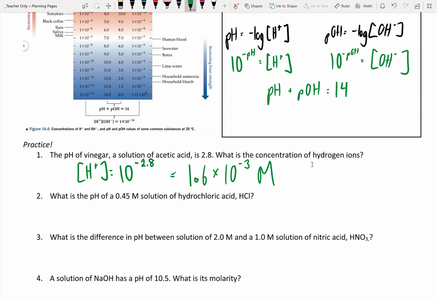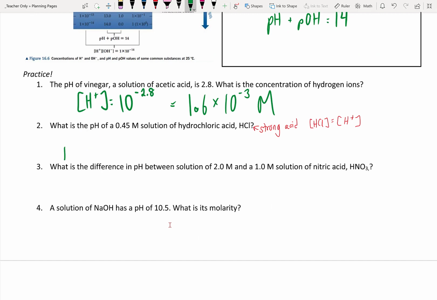Now, we can do the reverse. What is the pH of a 0.4 molar solution of hydrochloric acid? Hydrochloric acid, we know that this is a strong acid. So the concentration of HCl will equal the concentration of H plus ions because it donates all of them. So pH equals negative log of 0.45 molar, which gives us 0.35.